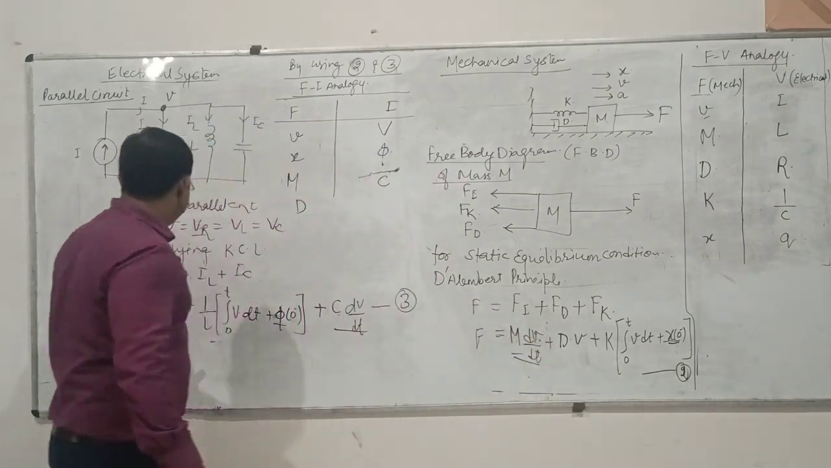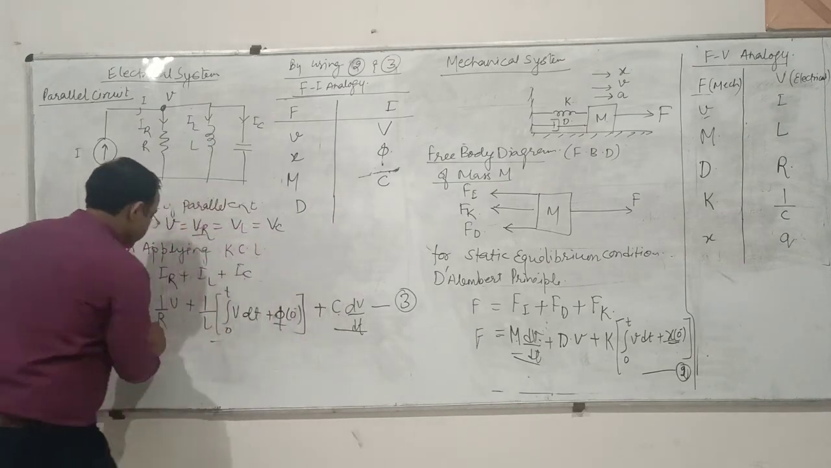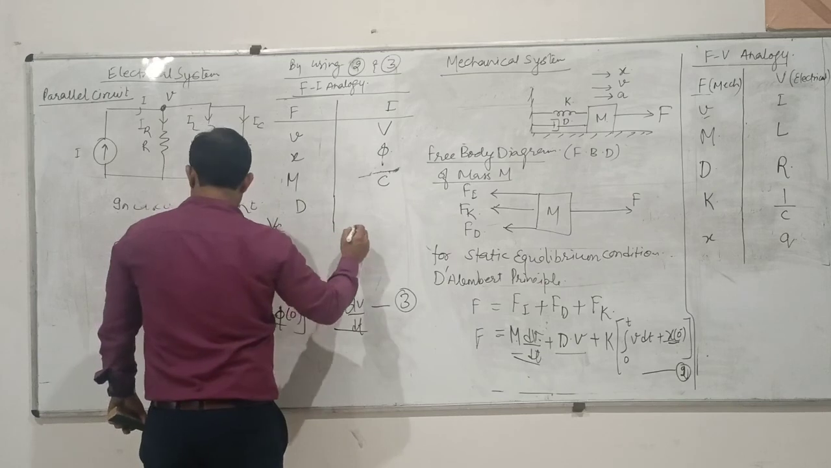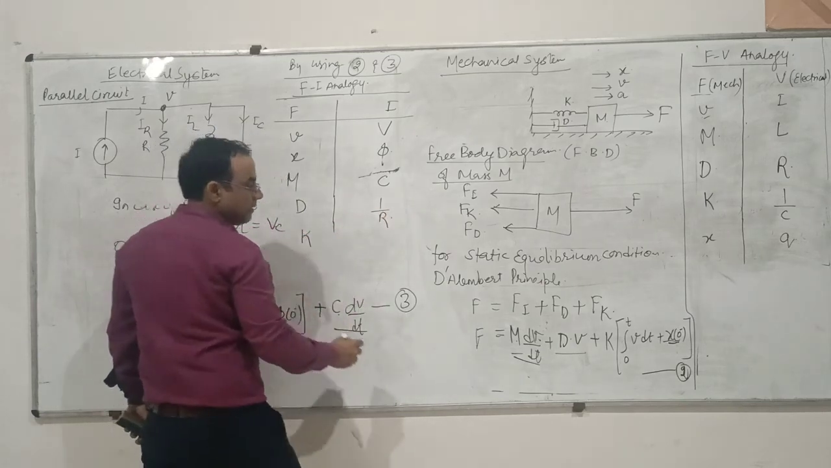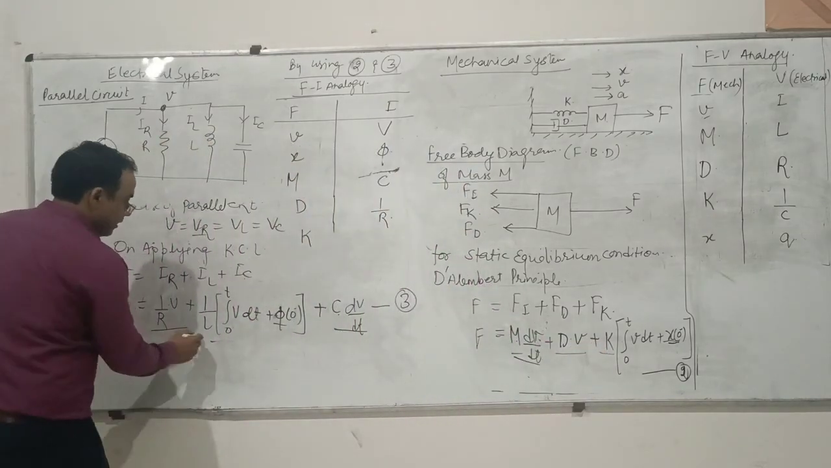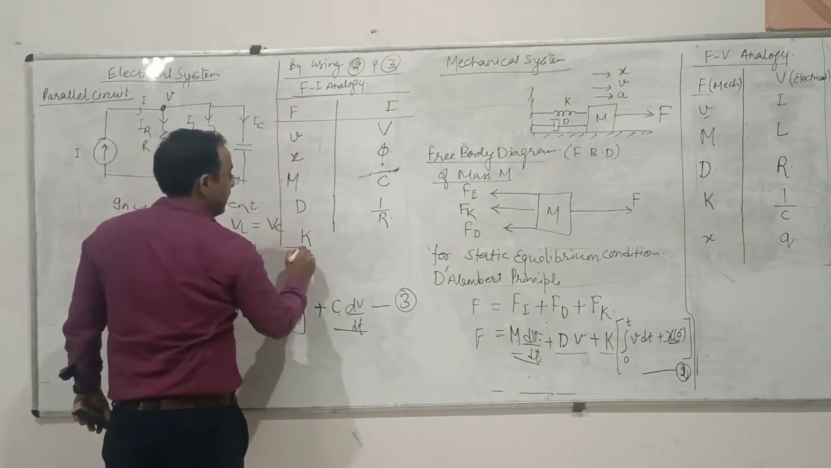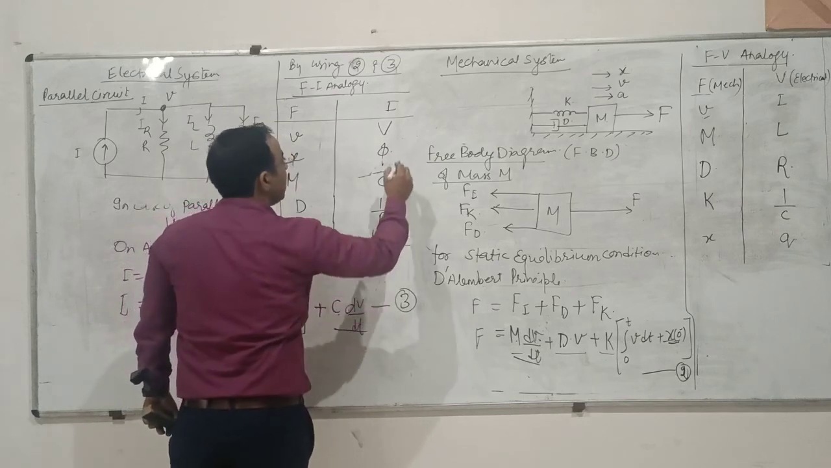and also for the damper, if we consider this particular term 1 upon R into v and D into v, then D is analogous to 1 upon R. Similarly for the spring, here K and here we have the 1 upon L term. So K is analogous to 1 upon L.